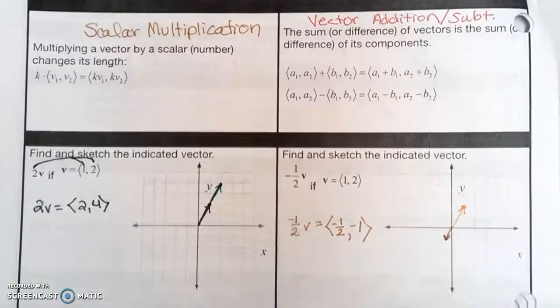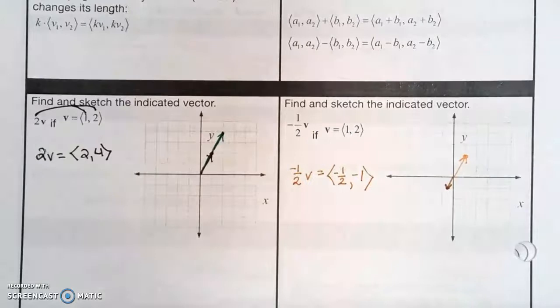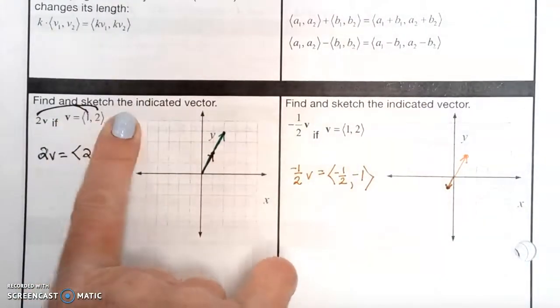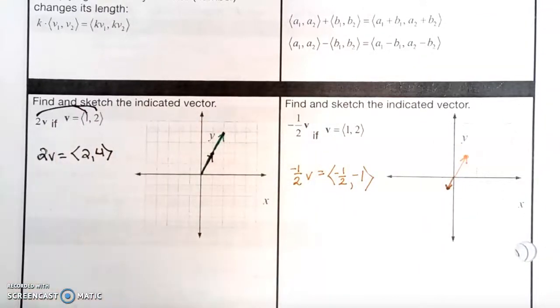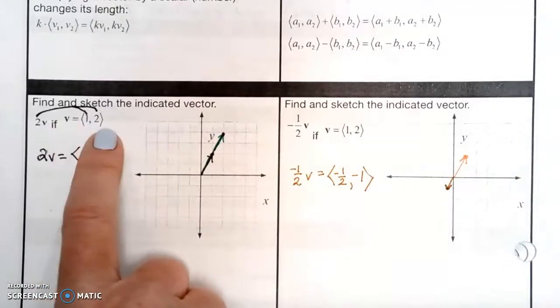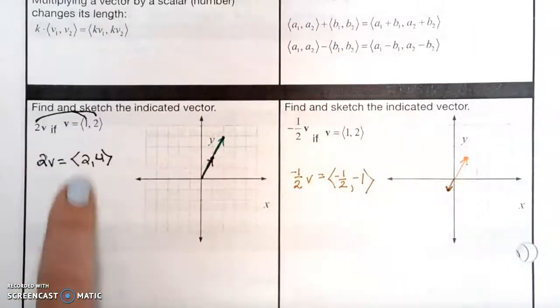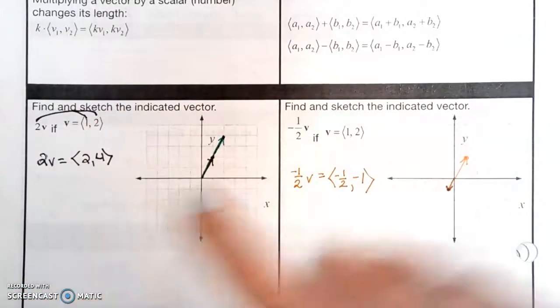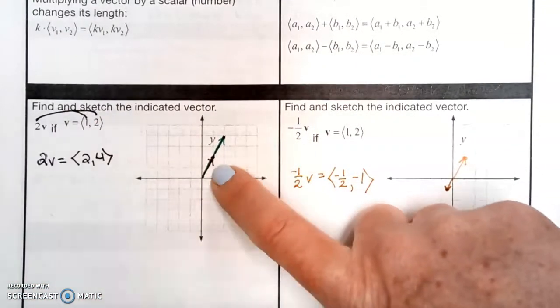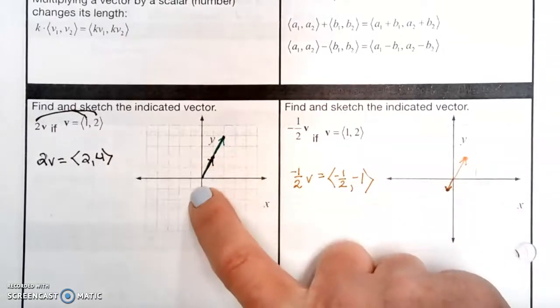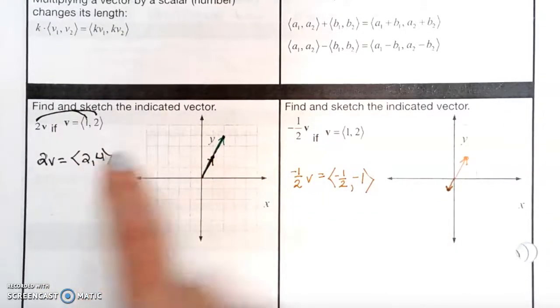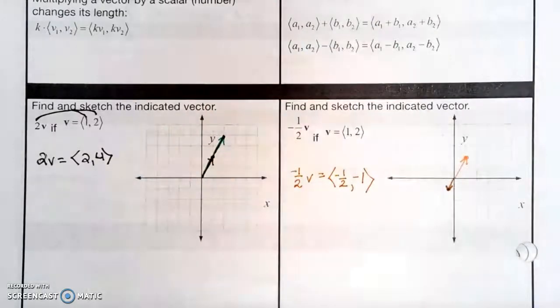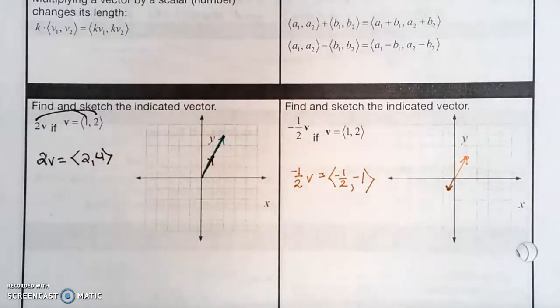All right, so in the boxes below, we've got our first example. They want us to find and sketch the indicated vector. The scalar here is 2. So we're just going to multiply each of the numbers in our vector by 2. 2 times 1 is 2. 2 times 2 is 4. The first vector v, you can kind of see it underneath here. It is only this little short guy. Then when you multiply it by 2, it basically doubles its length. Any questions on that one?